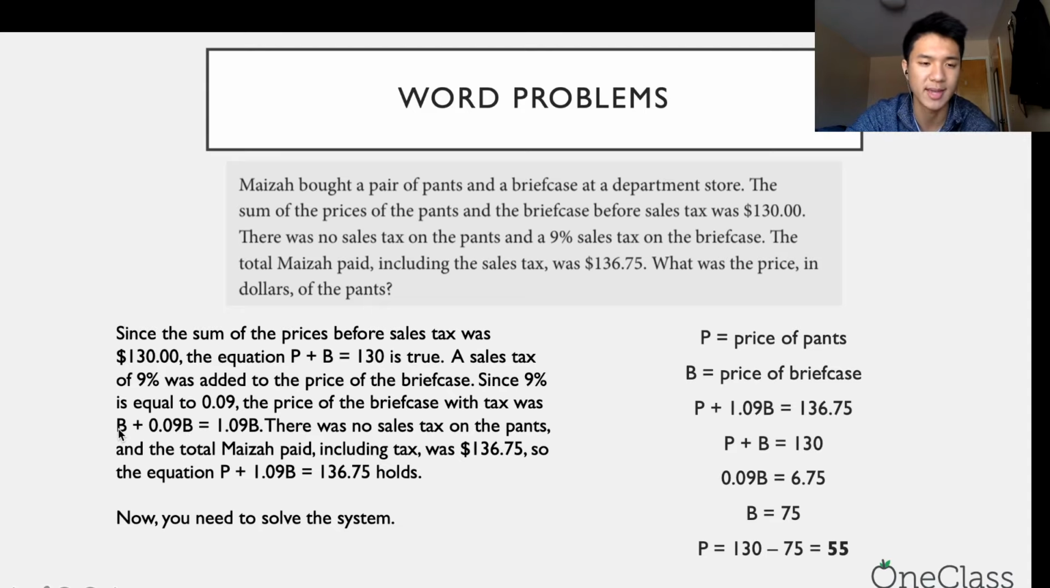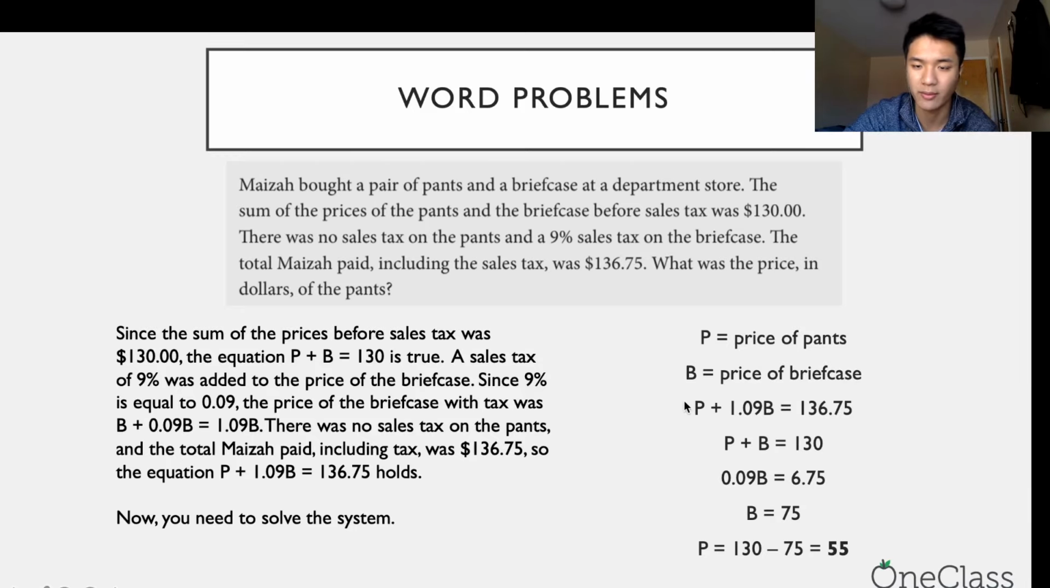B, which is the pre-sales tax price, plus 0.09 times B, which is the sales tax add-on, giving us 1.09B. So together, we would get P plus 1.09B. So the post-sales tax price of the pants plus the post-sales tax price of the briefcase is equal to 136.75. And now we have ourselves a real system of equations.